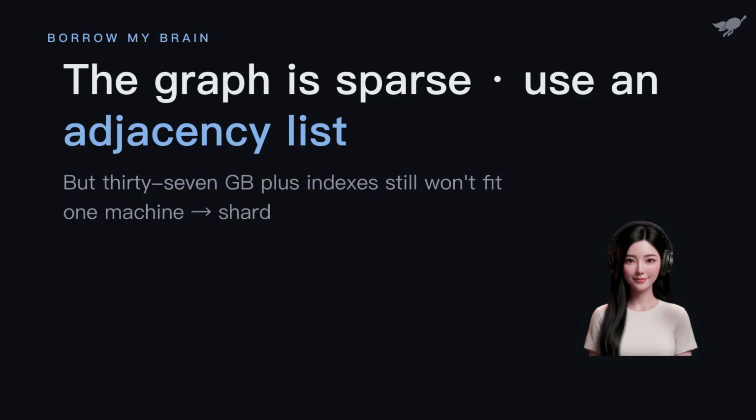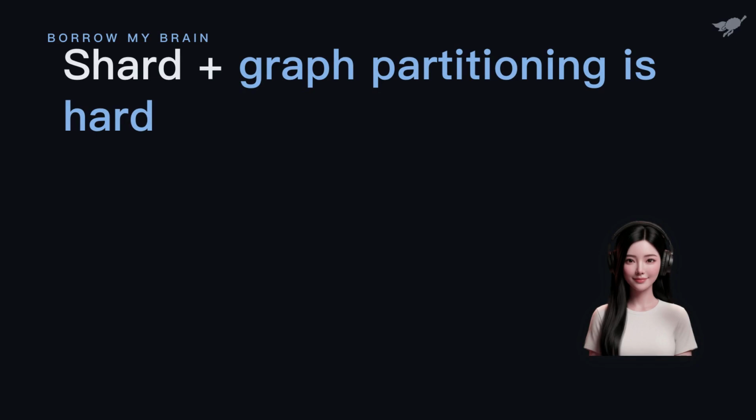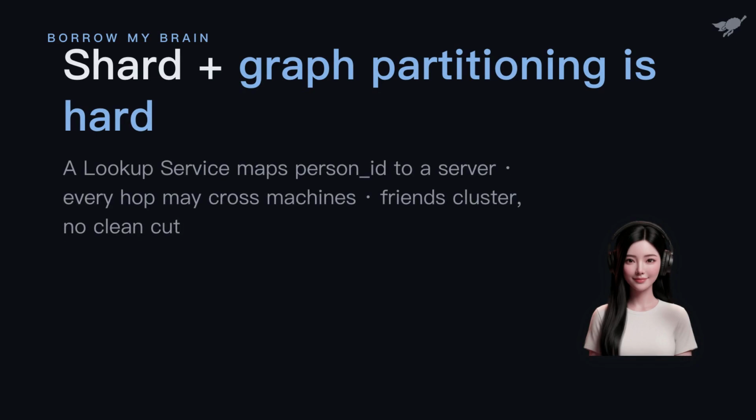But 37 gigabytes, plus the indexes, still doesn't fit on one machine. Shard it. A lookup service maps a person id to which machine it lives on. Every BFS hop can cross machines. And graph partitioning is a genuinely hard problem. Friends clump together naturally, so when you try to cut cleanly, you can't.